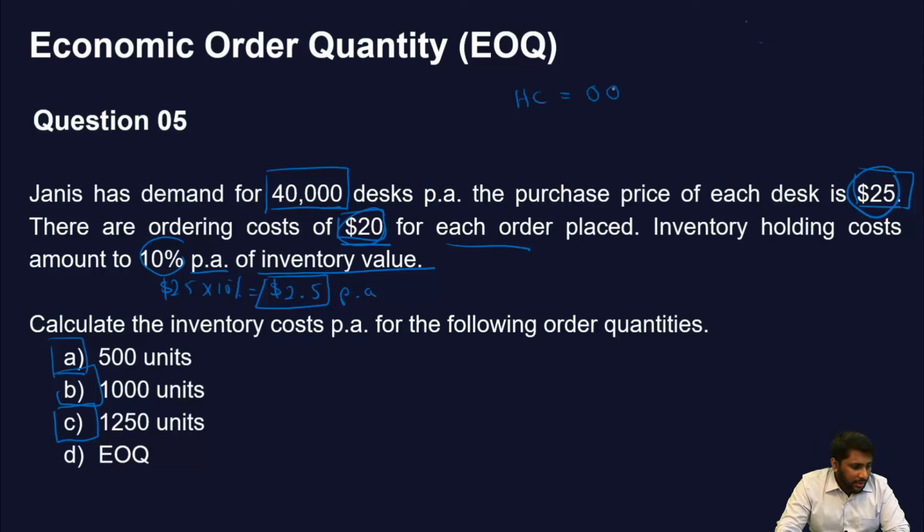It is your order quantity divided by 2 plus buffer stock. What is this buffer stock? Safety stock. For safety purposes, how many units you are keeping, into holding cost per unit per annum.